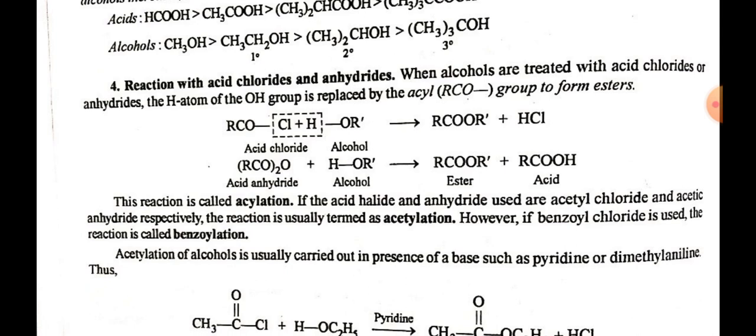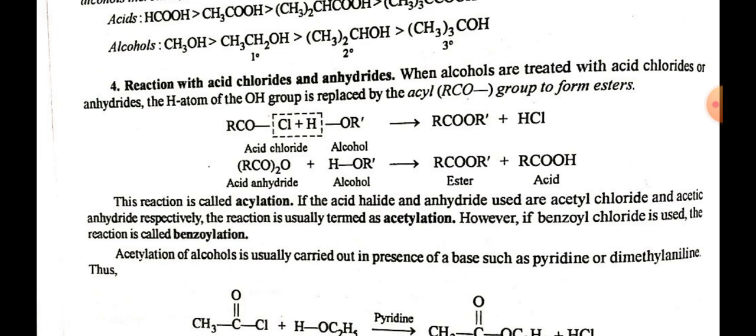When alcohols are treated with acids, among the acids methanoic acid is the highest, then ethanoic acid, then propanoic acid, and then butanoic acid. Sorry, tertiary butanoic acid. Tertiary pentanoic acid. Among alcohols, methanol is the most reactive, then primary alcohol, then secondary, then tertiary.